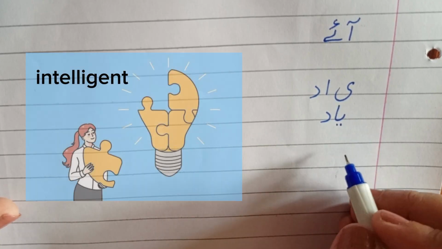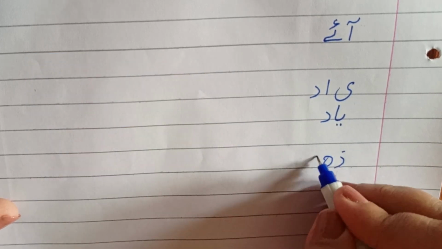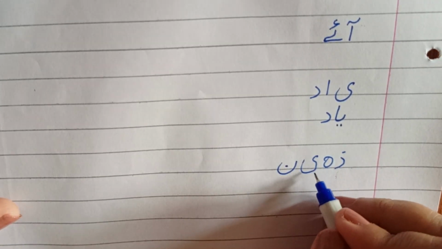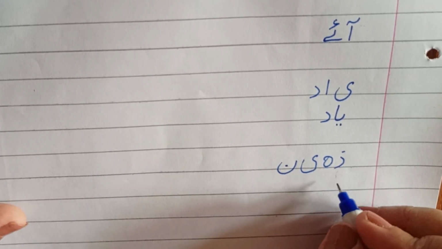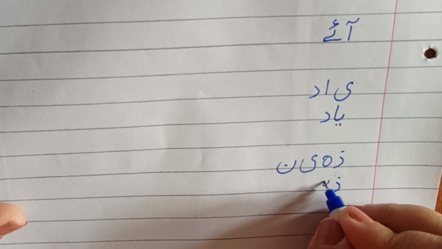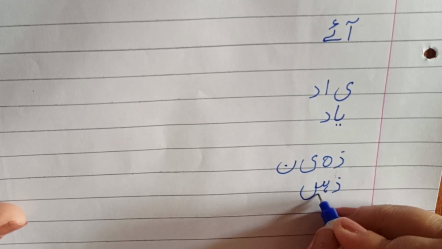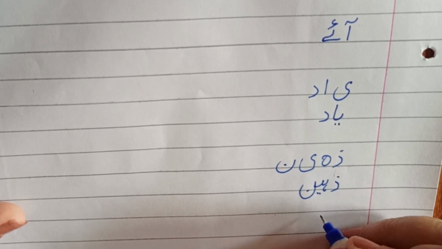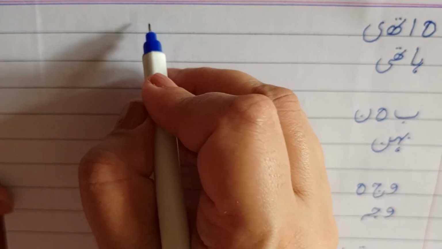Now the next letter is Zahin, where Choti A will be in the middle. Zal, He, Choti A and Noon. Zahin. And now you see over here it is giving E sound, because when Choti A comes in the middle or at the end it gives E sound. So this is Zahin, Zal, short form of He, short form of J, and it will be connected with Noon. So this is Zahin. Over here it is giving E sound. Zahin mean intelligent.